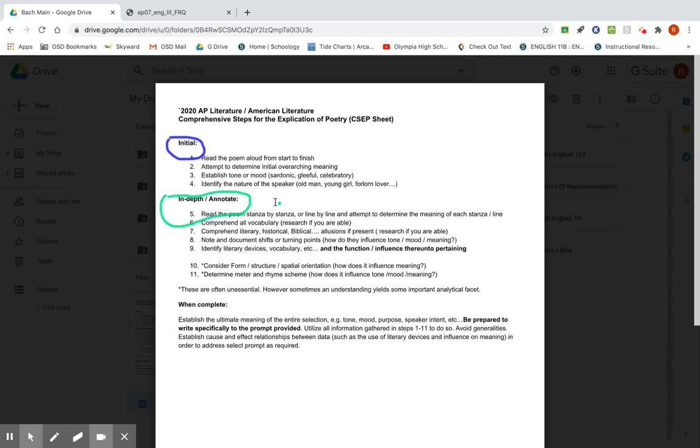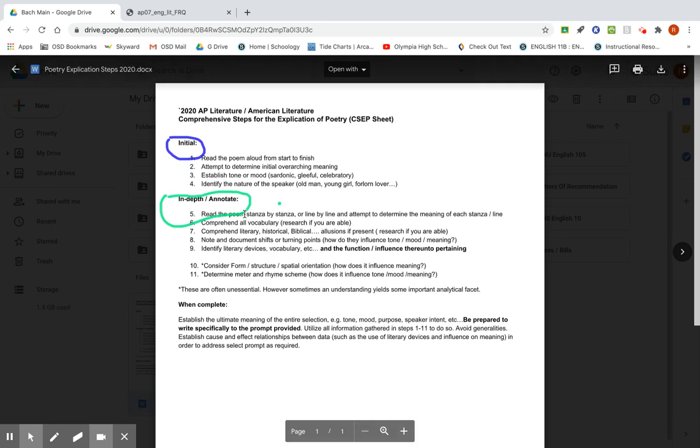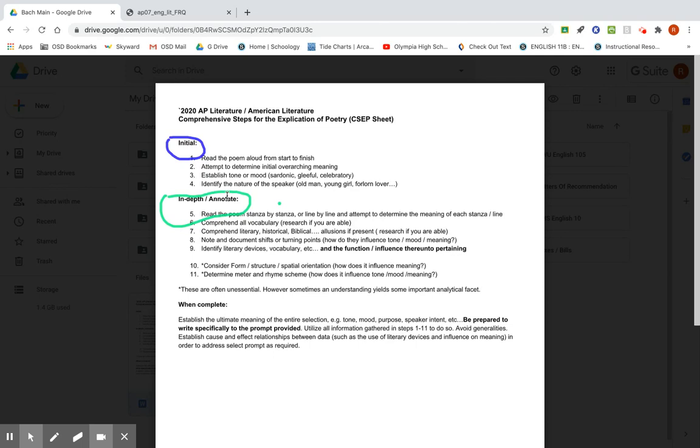Then we're going to go back and read that poem stanza by stanza, or line by line if need be, and attempt to determine the meaning of each stanza or line. And in doing that, I would invite you to take your pen or your pencil or create a Word document or whatever, and actually keep a written or typed documentation of your findings or understandings there. It's really, really important that you interact with these things and that you keep a working documentation as you do it. We're going to make sure that we comprehend all vocabulary words if possible.